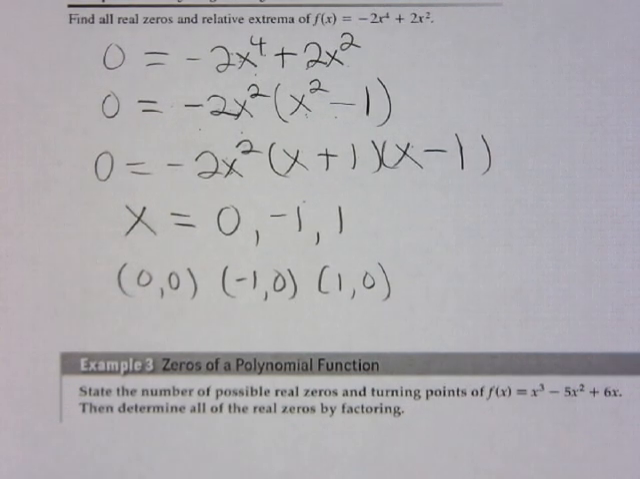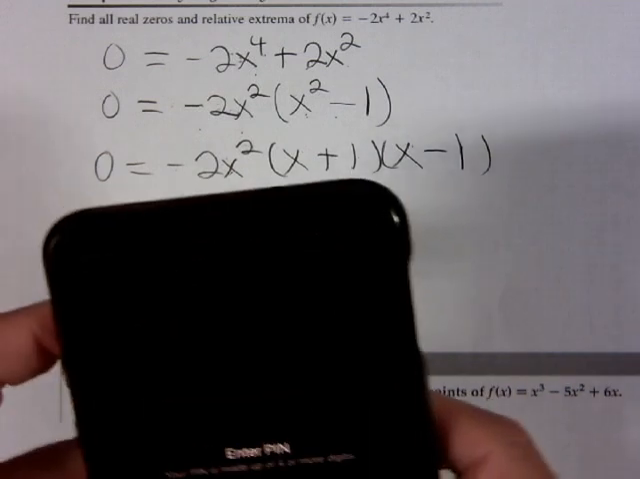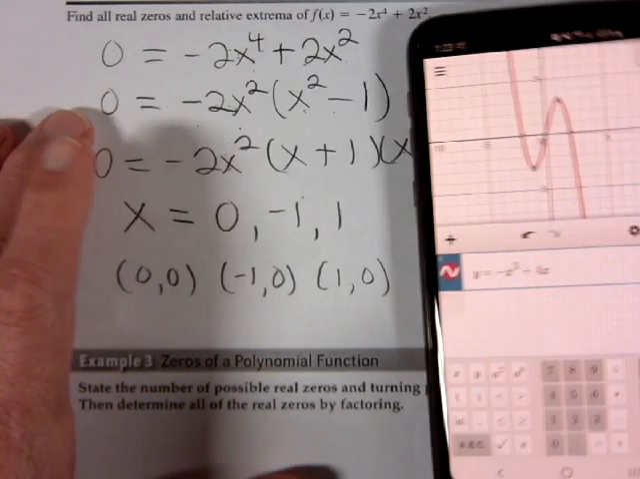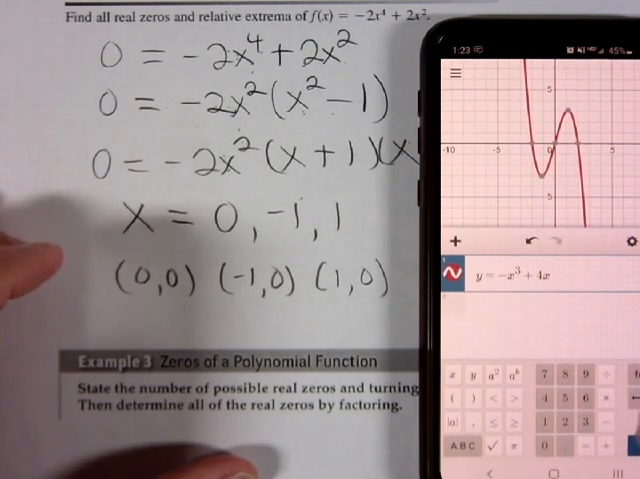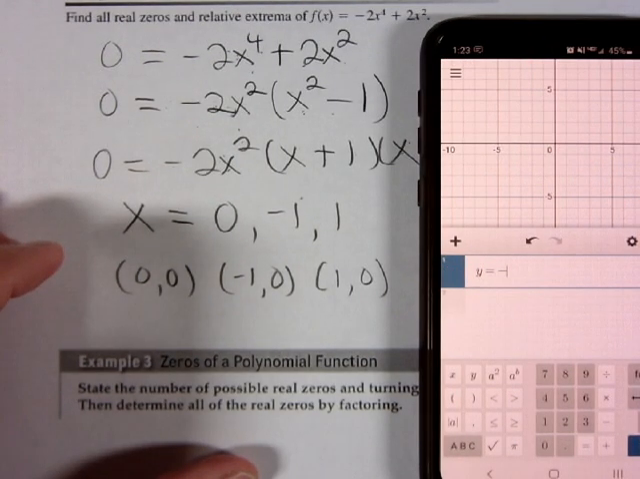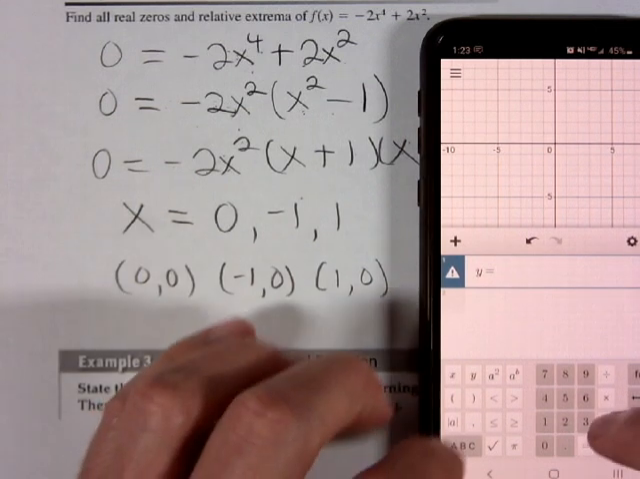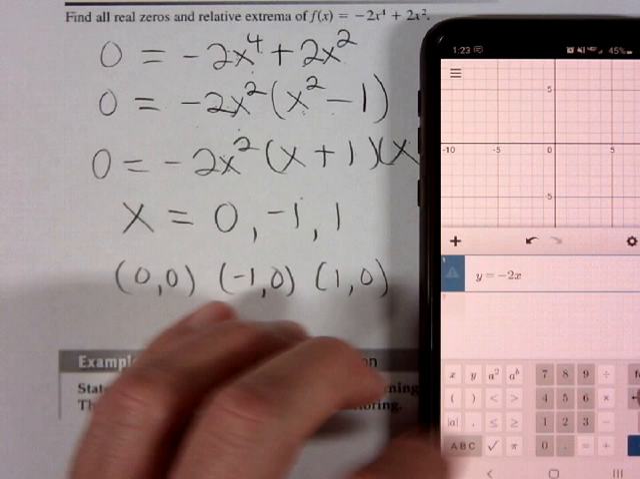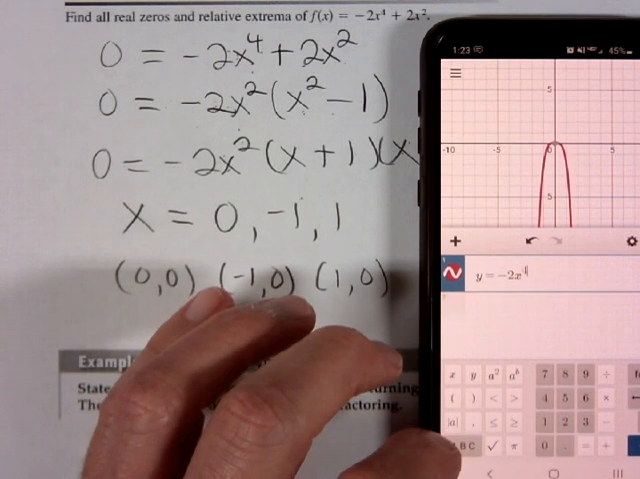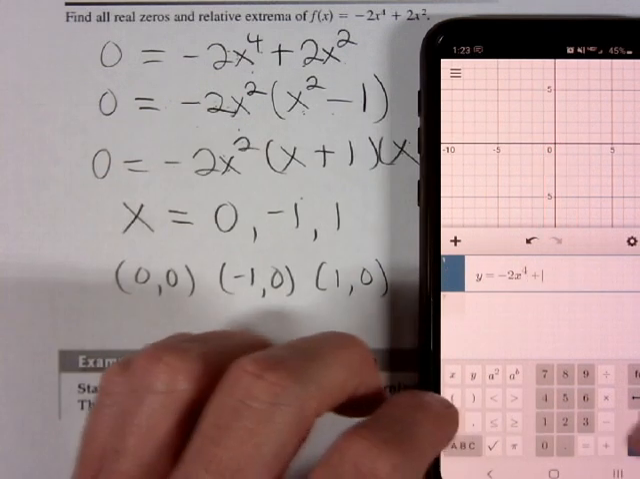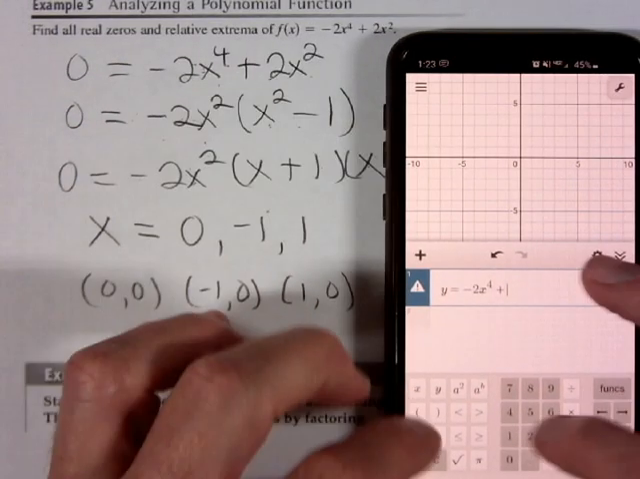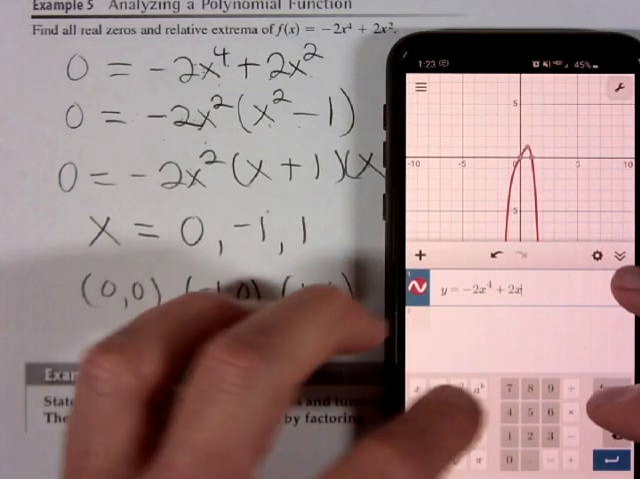All right, so relative extrema we can do by graphing it. And so what I'll do is I'll erase this last one off of here, and we'll put the new one in there. So it's -2x. This is raised up to the 4th power. Okay, I'm going to come out of the power, do plus, let's see, plus what? Plus 2x squared, 2x squared.